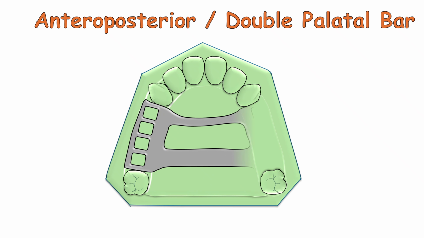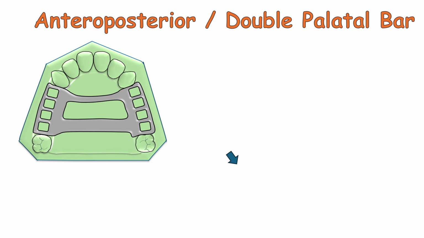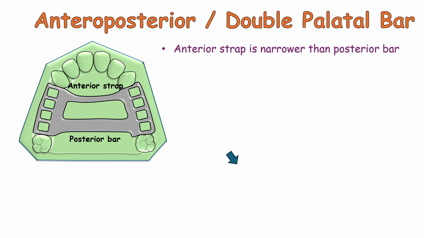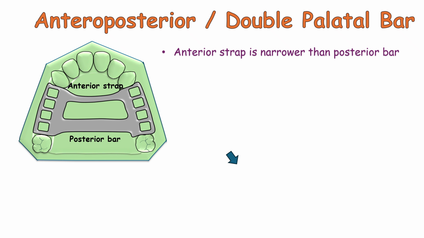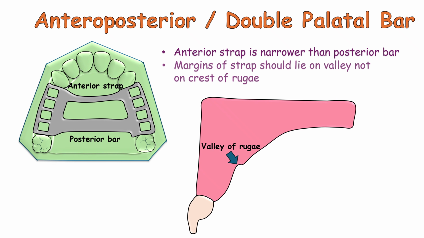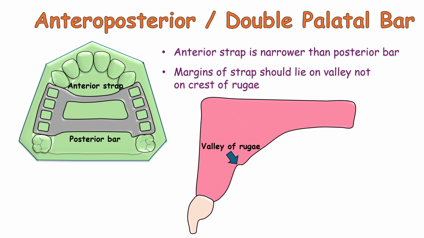Next one is the anteroposterior or double palatal bar. It is the combination of an anterior palatal strap and a posterior palatal bar. Here, in this case, the anterior strap is narrower than the posterior bar. The margins of the strap should lie on the valley, not on the crest of the rugae. This area is the valley of the rugae.